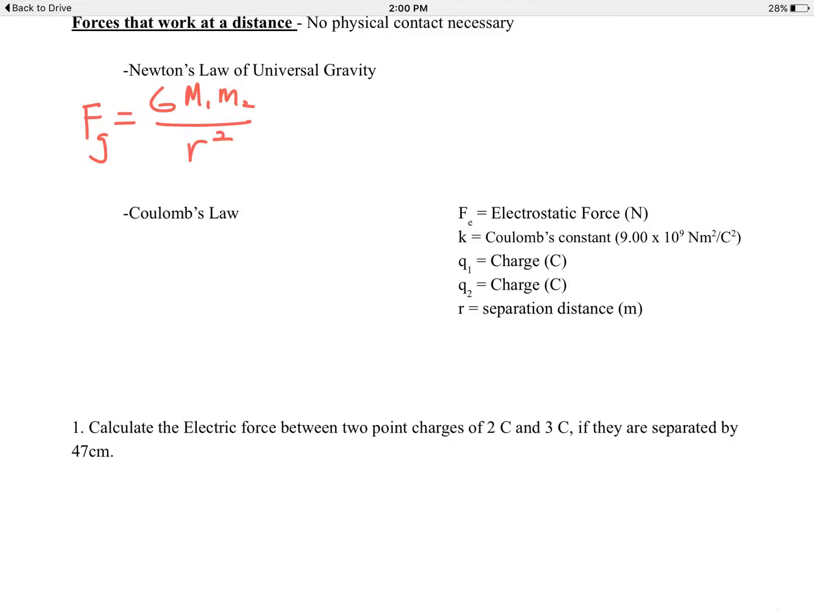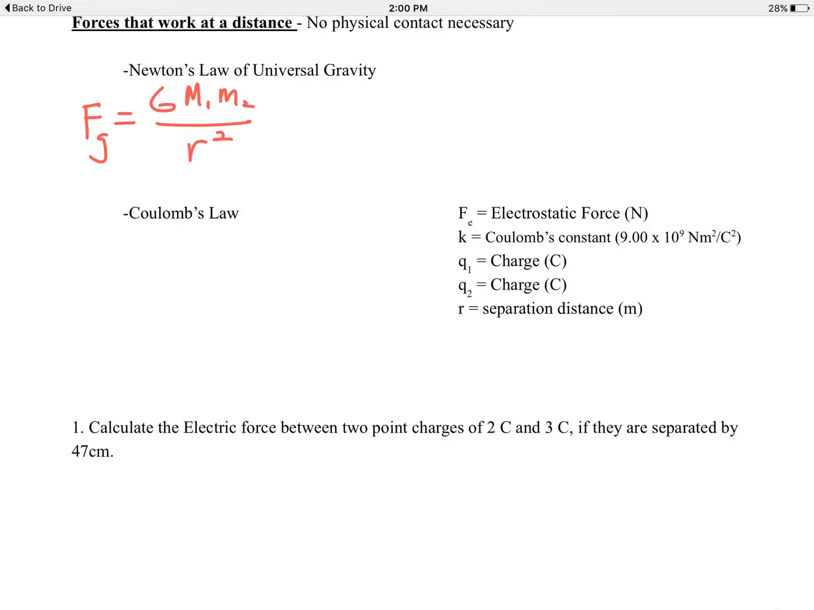It's active between any two masses in the universe, any two planets and suns, but even between two people or a person in a chair, except in that case the force is so small because the masses are so small. But it's a fundamental force of attraction between any two objects of mass in the universe.